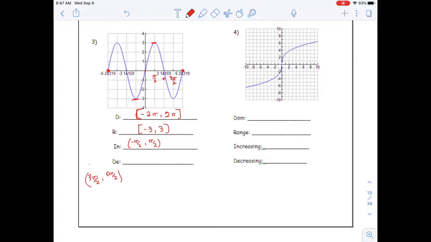So we have to figure out a way that we can write that continues to repeat that situation over and over again. So what we can do, I'm going to rewrite that negative pi over 2 to pi over 2 down here. So what can we do to communicate that in writing?